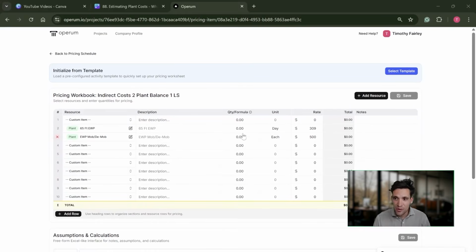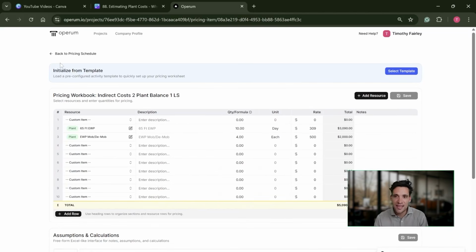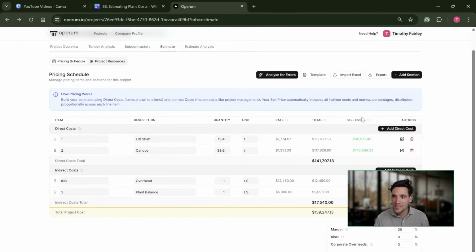So this is an example of the plant balance figure. Say we need to allow an extra 10 days of non-productive time of our EWP and we want to allow 4 mobilizations. You then allow for this in your indirect costs, and then because you don't want to show it to your client, this plant balance figure is then spread across your direct costs.